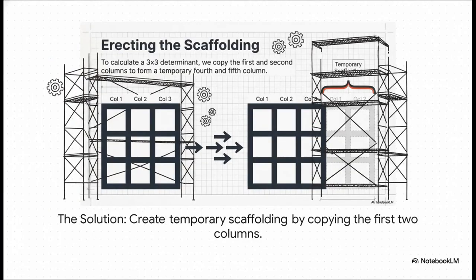And the solution is, honestly, just so brilliantly architectural. We basically erect some temporary scaffolding. To handle a 3x3, we just copy the first 2 columns and stick them right next to the matrix on the right-hand side. This gives us the bigger workspace we need to make sure every single element gets included.